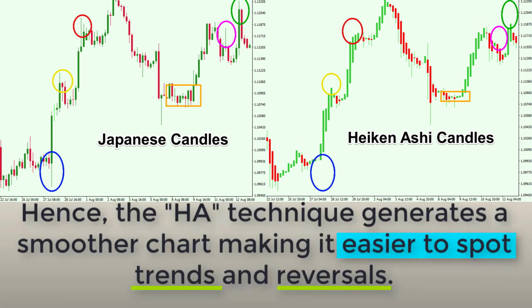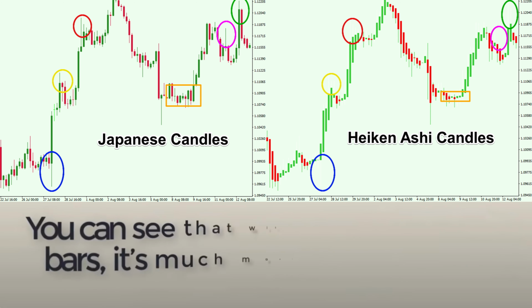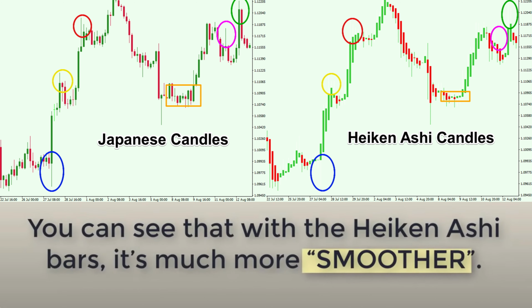The left chart is using traditional candlestick bars, and the right chart is using Heiken Ashi bars. You can see that with the Heiken Ashi bars, it's much smoother. This is why some traders prefer to use the Heiken Ashi candles, since it reduces the noise on the chart and allows them to analyze trends more clearly.